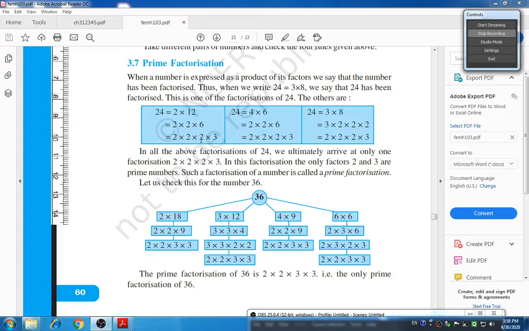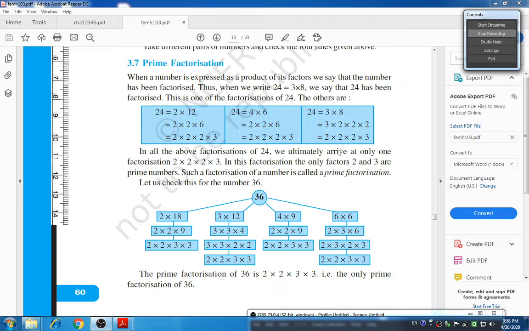At the final stage, whatever factors we found in the form of multiplication, all the numbers are prime numbers. Among all the factorizations of 24, we ultimately arrive at only one factorization, that is 2 × 2 × 2 × 3. In this factorization, the factors 2 and 3 are prime numbers, and such a factorization of a number is called a prime factorization.